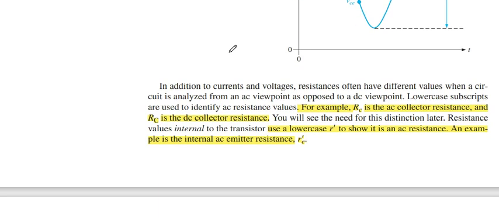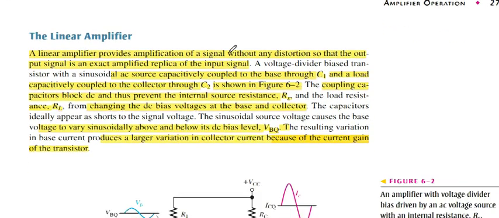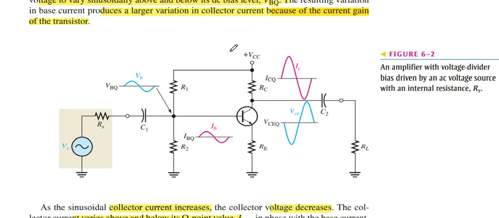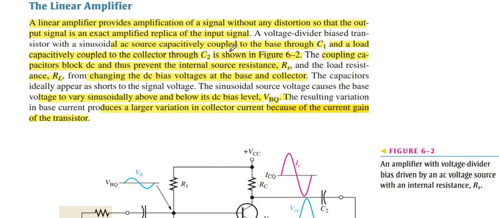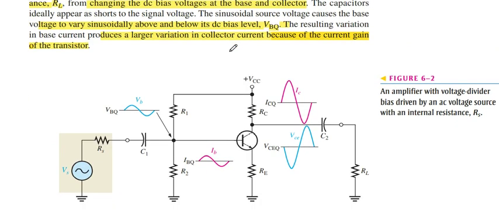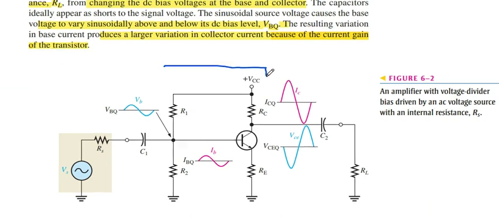The next representation is the linear amplifier. There we discuss what happens when we give an AC signal to the amplifier. This is our potential voltage divider, and we give the signal at point A.